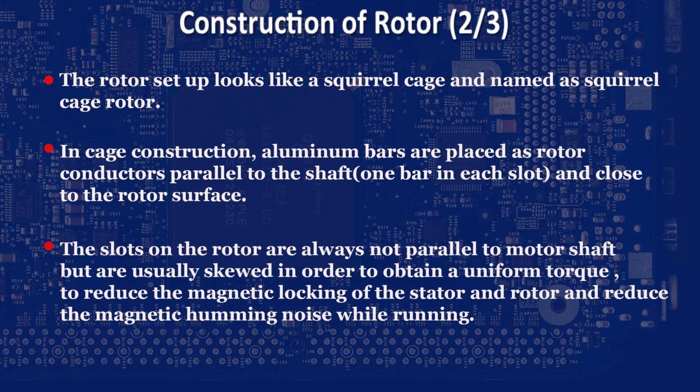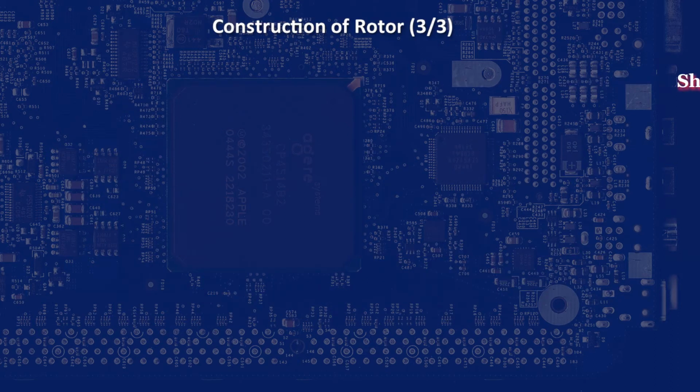Now the slots on the rotor are not parallel to the motor shaft, but they are usually skewed in order to obtain a uniform torque. This is done in order to reduce the magnetic locking of stator and rotor and reduce the humming noise when the motor is running. Now the next topic is shaft and bearings.